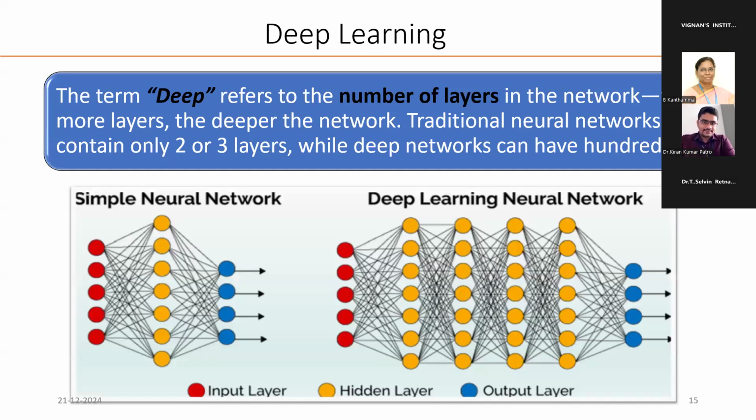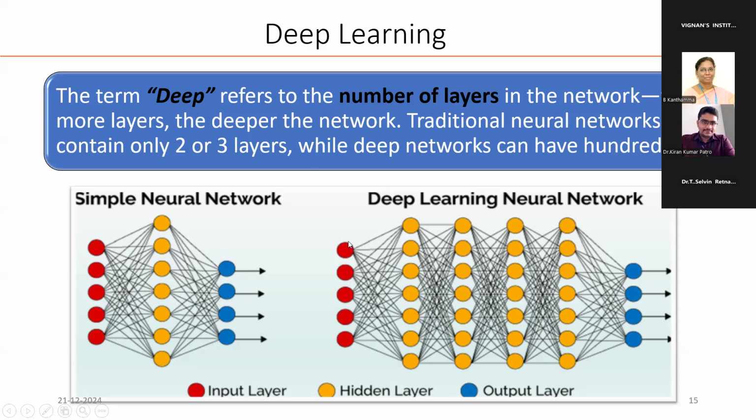We are coming to the deep learning concept. The name itself says deep, and deep refers to the number of layers. Suppose we have a network. Initially we had artificial neural networks, which have only 3 types of layers: input layer, output layer, and hidden layer. In deep learning, the difference, if you observe these two figures, is that the deep learning neural network has more hidden layers. A simple neural network has only a single hidden layer, whereas a deep learning neural network has multiple hidden layers.